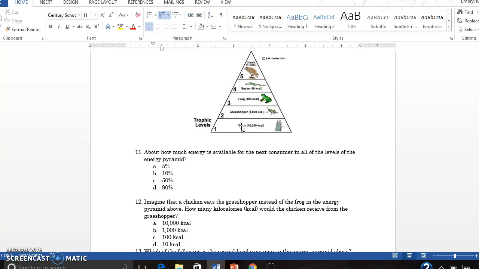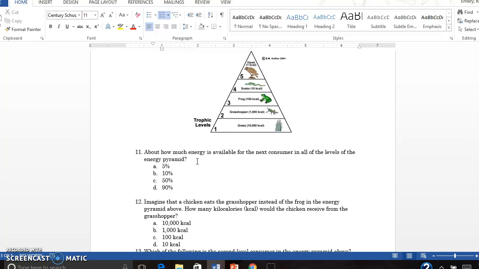That's why the bottom is much larger than the top. Alright, grass, 10,000 kilocalories, grasshopper, 1,000, frog, 100, snake, 10, hawk, 1. As you probably notice, there's a pattern. These decrease by 10% because at each level, that organism uses about 90% of the energy that it gets from the level below it, or if it's a producer like grass, from the sun, and they use those things for their life processes, growth, and reproduction.